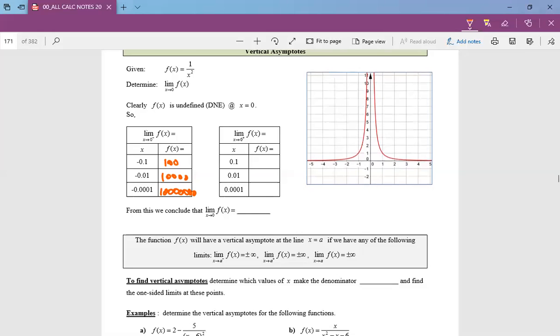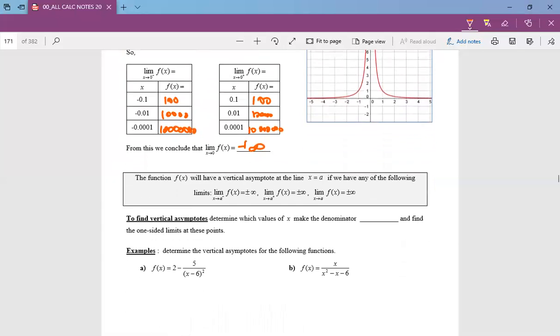When we approach it from above, when we approach it from the right, 1 over 0.1 squared ends up being 100. 1 over 0.01 squared is 10,000 again, and then 10 million. Because we have a left limit and a right limit, they're equal. The limit, technically, we say it doesn't exist, but from both sides, it's approaching positive infinity. So that gives us our head around what this is going to look like when we graph it.